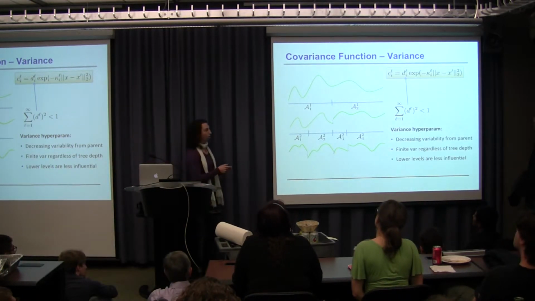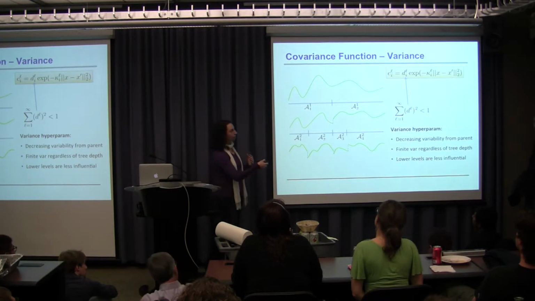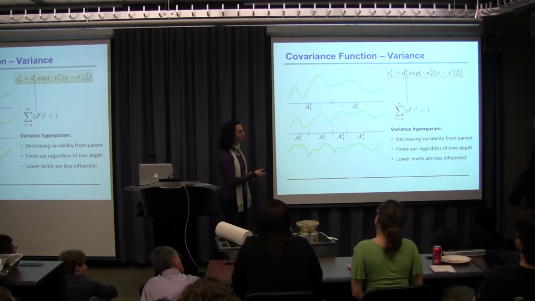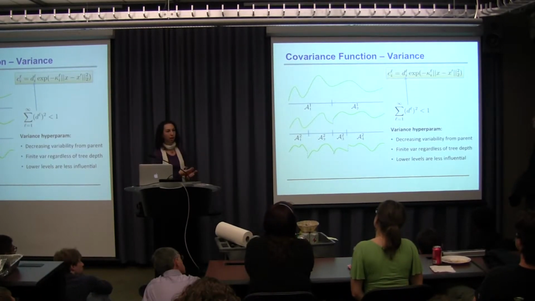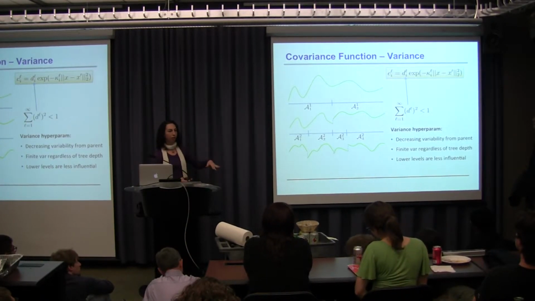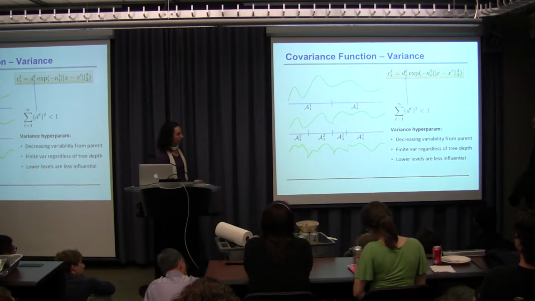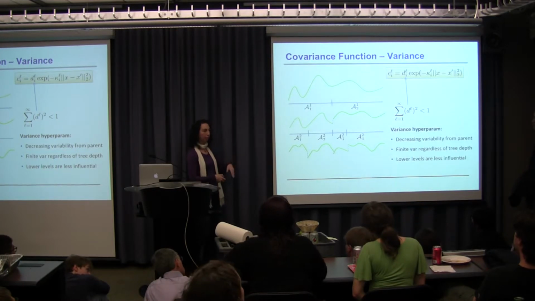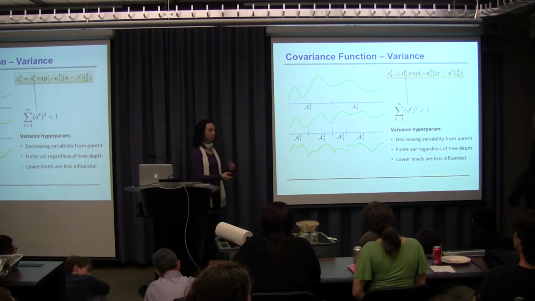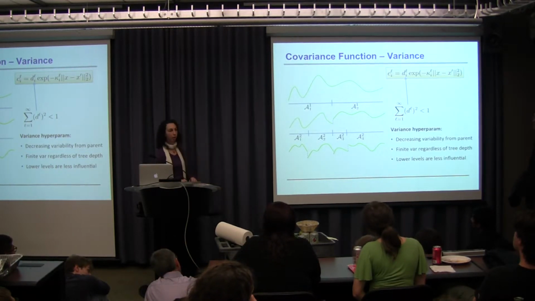Okay, so in our specification, we're going to assume that this variance parameter is absolutely square summable. And what this means is that this terminal function g is going to have finite variance regardless of tree depth. What it also means is that lower levels of the tree are less influential in defining this process because they're forced to be closer and closer to their parent. So these abrupt changes stochastically are getting smaller.